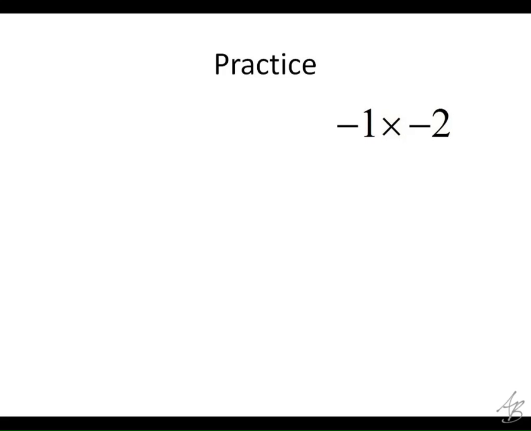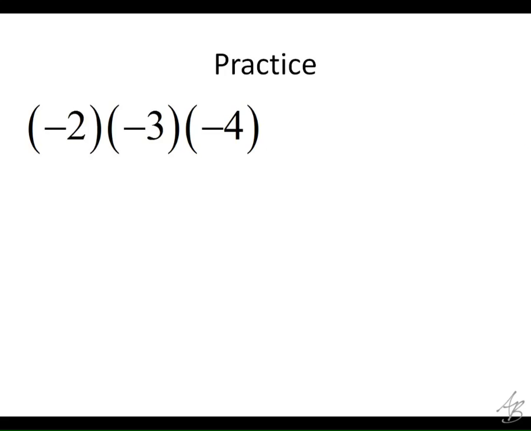Negative 1 times negative 2. Let's again just do the number part first. What's 1 times 2? 2. Okay, is this going to be a positive 2 or a negative 2? Positive 2. Why is it positive? Because a negative times a negative is a positive. Negative times negative is always positive.